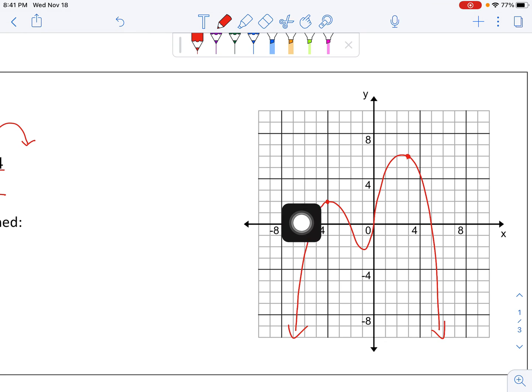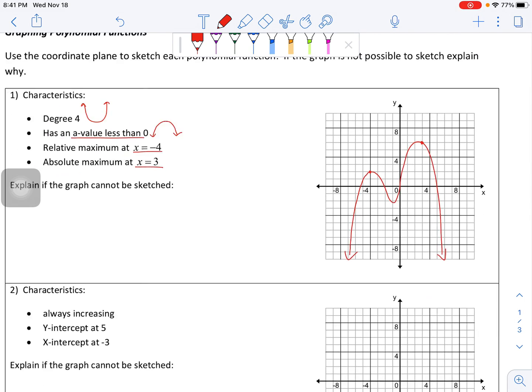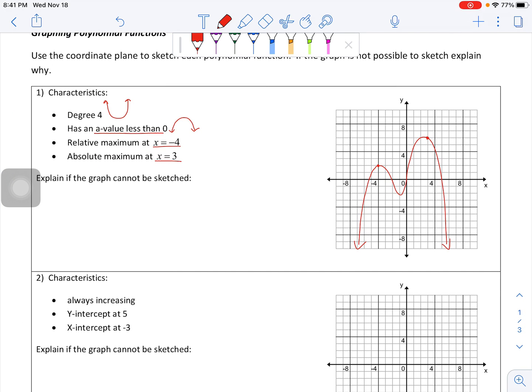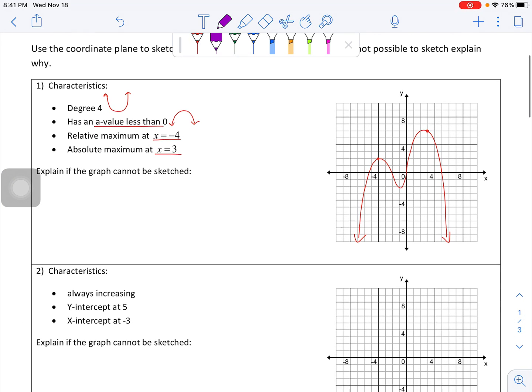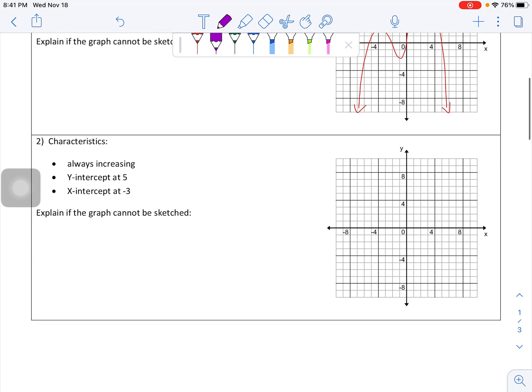Okay, sorry about that. So this point is where our graph goes from being increasing to decreasing. This point does the same thing, but this is the absolute highest point we ever get to, so that's why it's called the absolute maximum. 4th degree, 1, 2, 3, 4, and this is definitely an a value of negative something. All right, so that one we absolutely could sketch. Let's move on down to problem number 2.